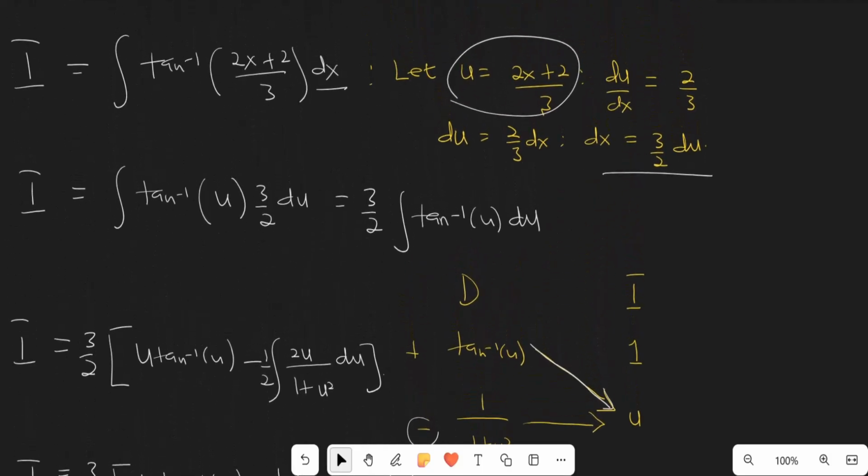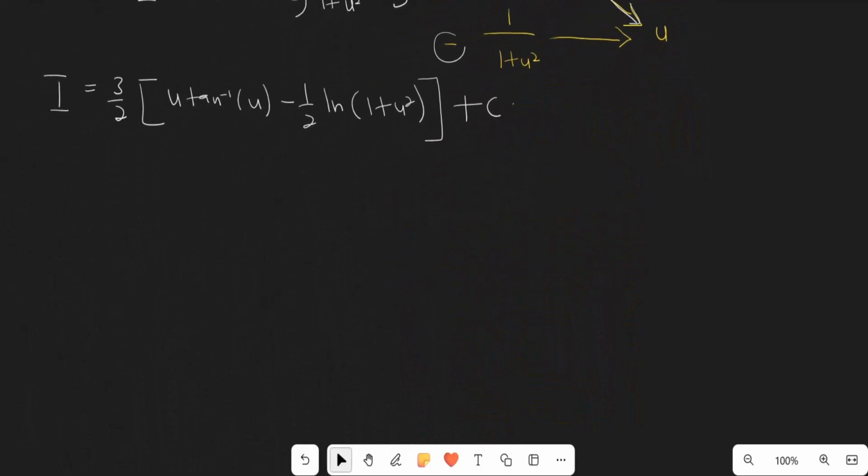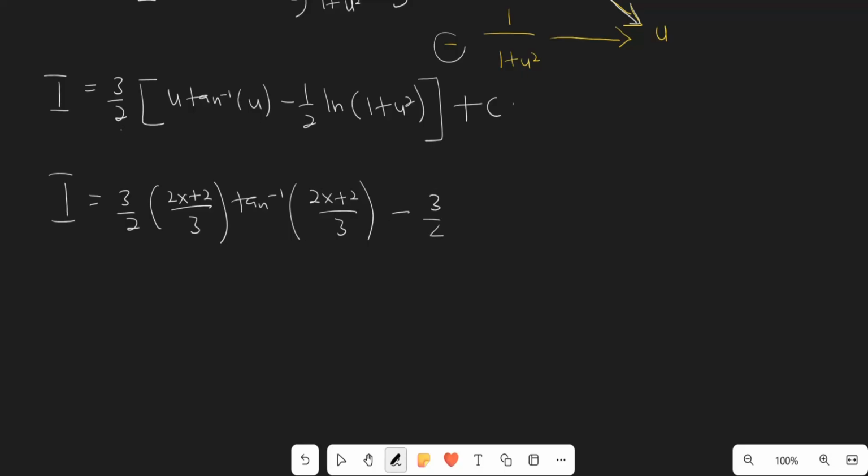But what is the value of u? U is (2x plus 2) all over 3. We can just replace that. So I is 3 over 2, u is (2x plus 2) all over 3, and tan inverse of u, that is (2x plus 2) all over 3. Minus 3 over 2 times 1/2, that is going to be 3 over 4. And then the ln of 1 plus u, so u is (2x plus 2) all over 3 squared, that is u squared, plus the constant of integration.